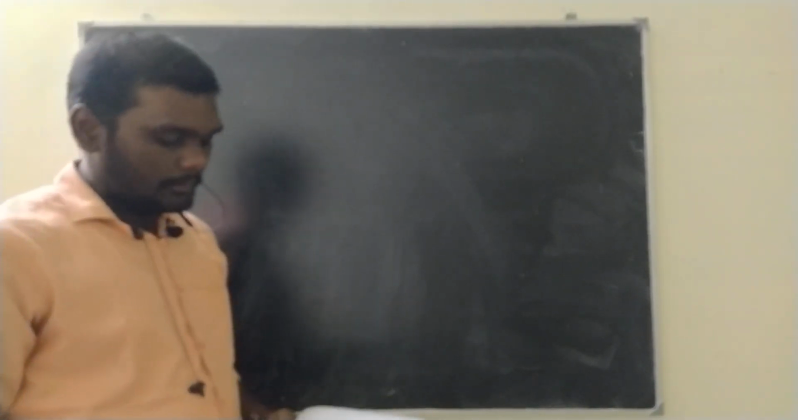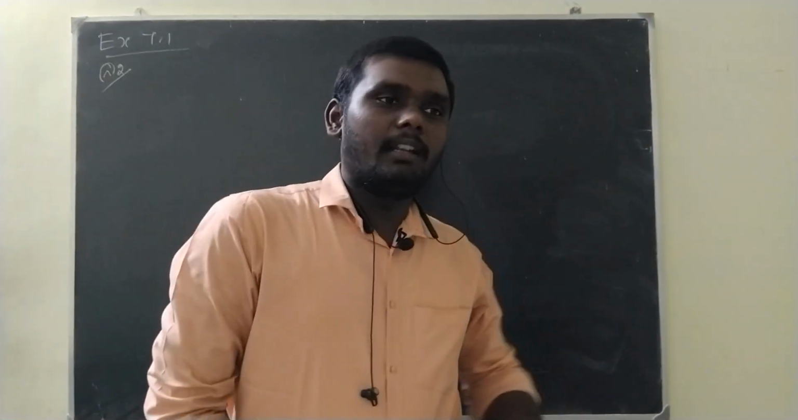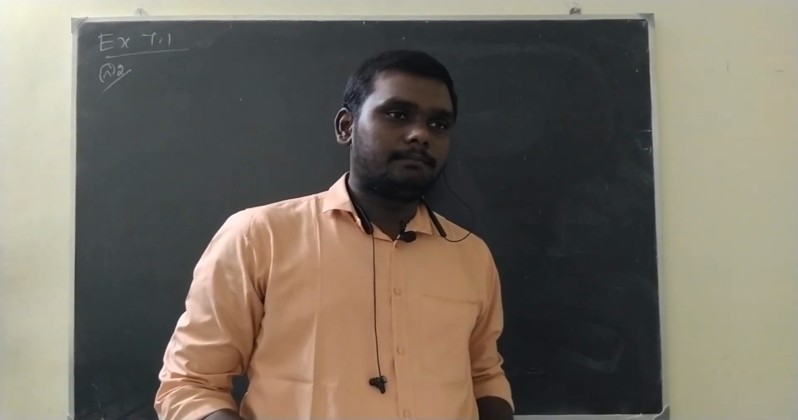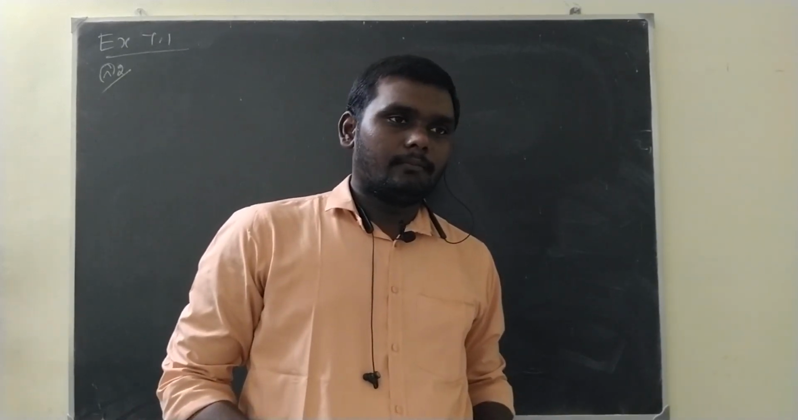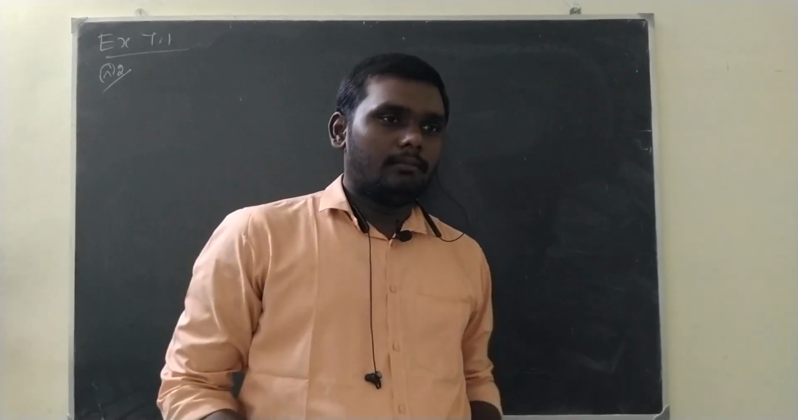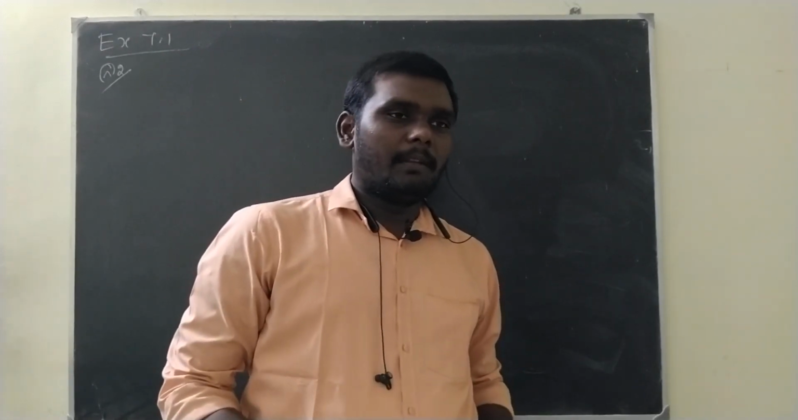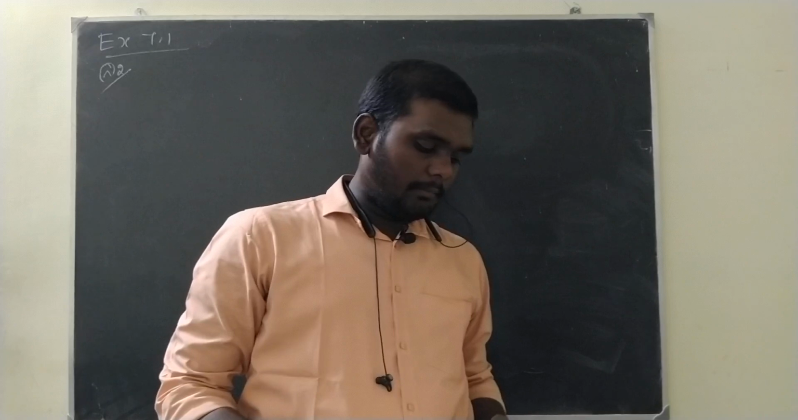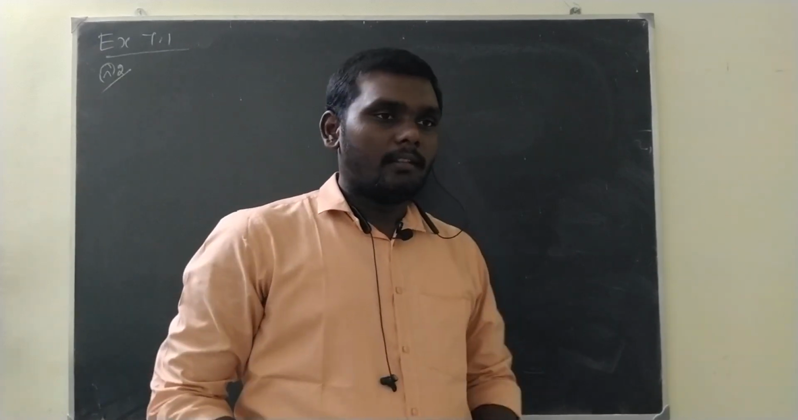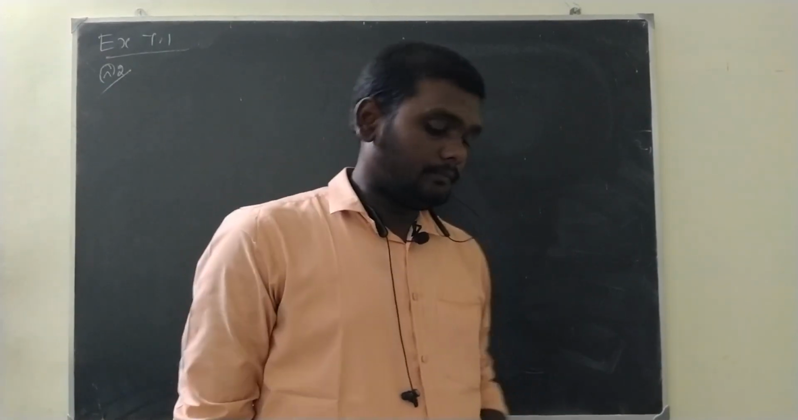Oh, sorry, I forgot that part. What can you say about BC and BD from the congruency? Equal by CPCT. This BC and BD are equal by CPCT, corresponding parts of congruent triangles. And then question number 2.